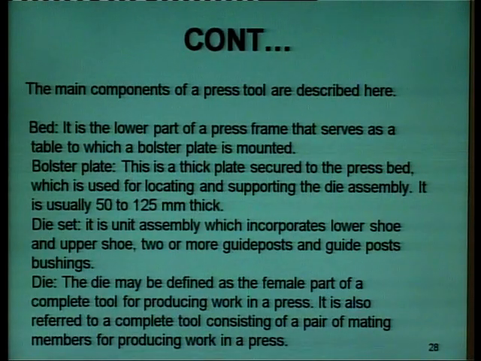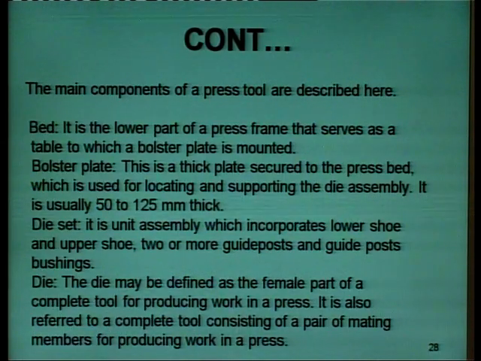Now, the first one is the bed. The main components of the press tools are described here. The bed is the lower part of a press frame that serves as a table on which the bolster plate is mounted. As I have already shown you, the bolster plate is mounted on the bed. Now, the second one is the bolster plate. This is a thick plate secured to the press bed, which is used for locating and supporting the die assembly. The die assembly is supported on the bolster plate. It is usually 50 to 125 mm thick.